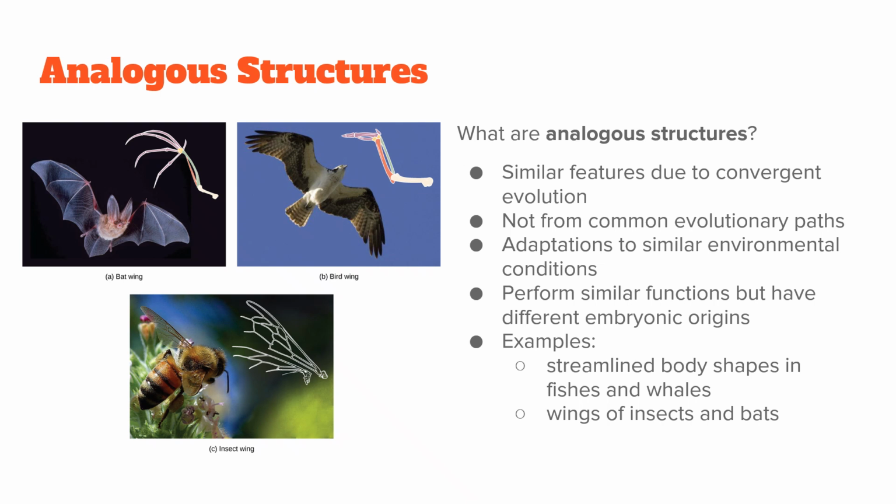Analogous structures might fool you. They look or function similarly, but evolved independently. For instance, the wings of insects and bats both allow flight, but insects and bats don't share a recent common ancestor with wings. These similarities arose through convergent evolution, different lineages adapting to similar environmental challenges. A streamlined body shape in both fish and whales is another example. Whales are mammals, but their body form mirrors fish because both benefit from reduced drag in water.